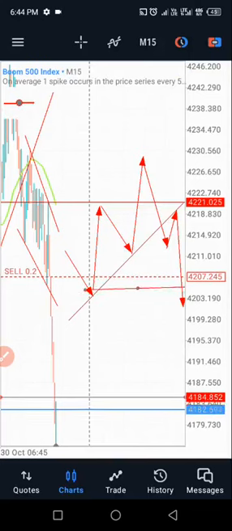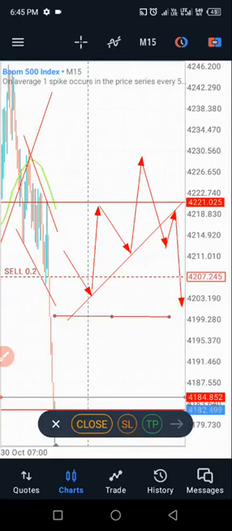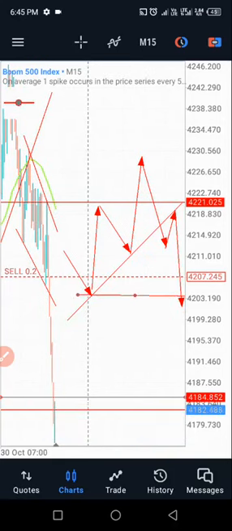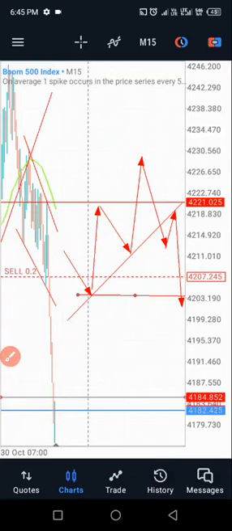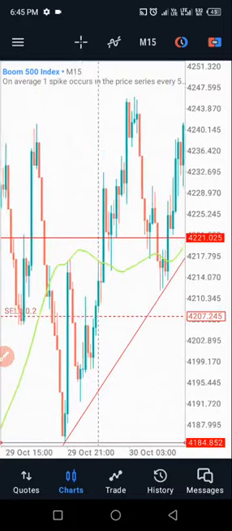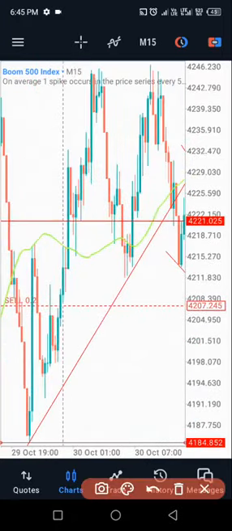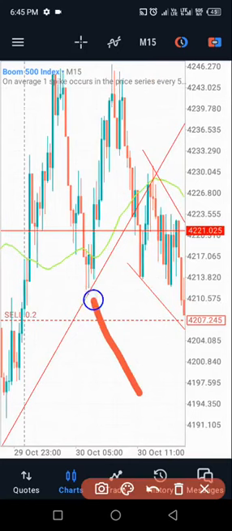I'm going to show you now on this live trade. This is the pattern you want to watch out for whenever you want to trade on Boom 500. As you can see, I took this trade on Boom 500 on the 15 minute time frame. Now let me show you. I said the first thing is to identify a trend line. Here you can see my first touch, and then you can see my second touch here.